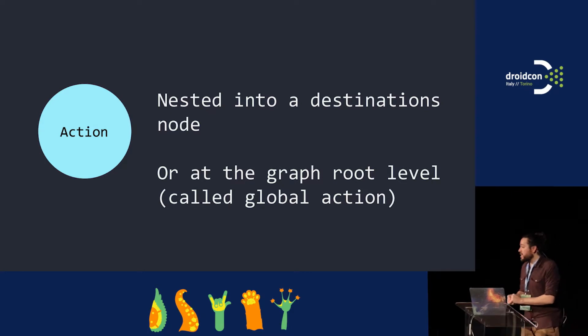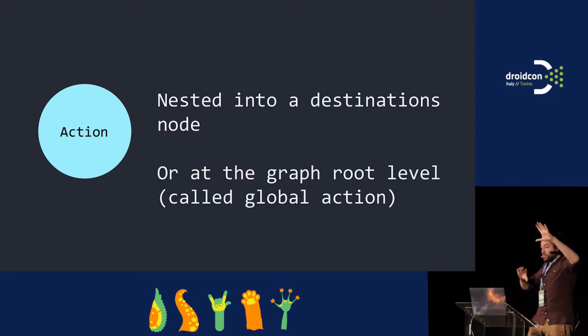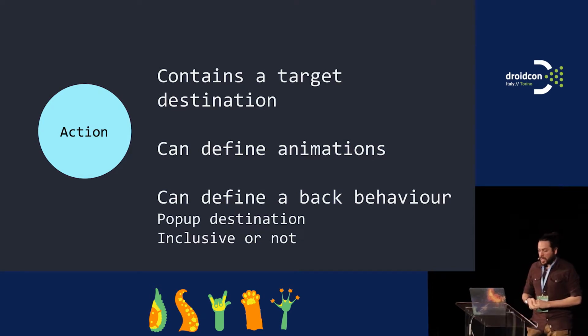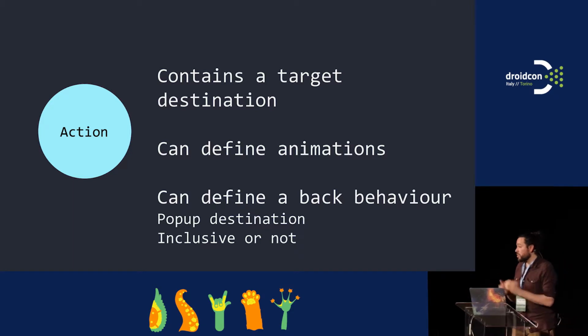You have also actions, and these actions can be nested into the fragment. It will give the idea of, I want to go from this fragment to this targeted fragment, but you can also take actions and move them to the root of the graph, and they are called global actions. I won't go deeper into using the global actions just because I don't have time, but it's a pretty interesting tool to use sometimes. An action can contain a target destination. It must contain a target destination because, of course, it needs to go somewhere.